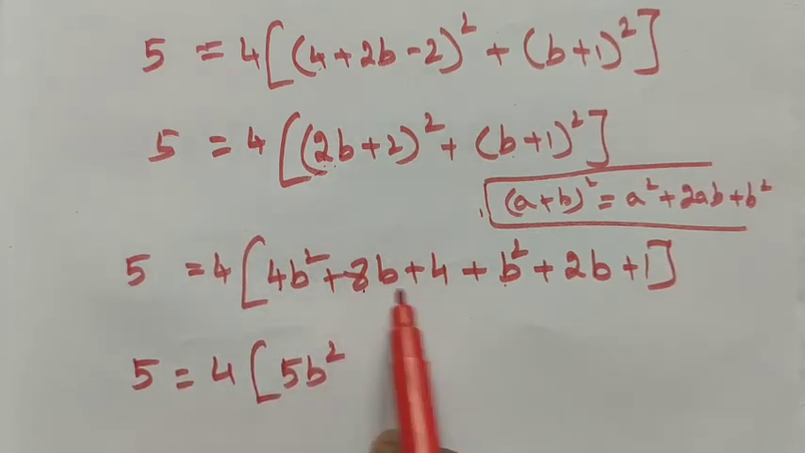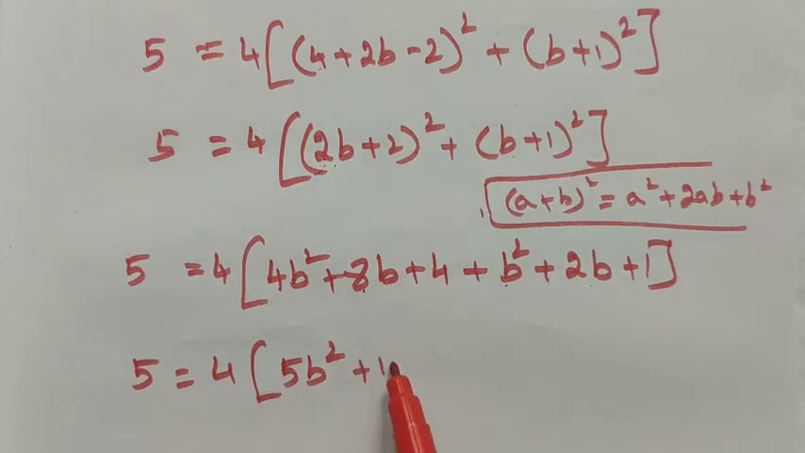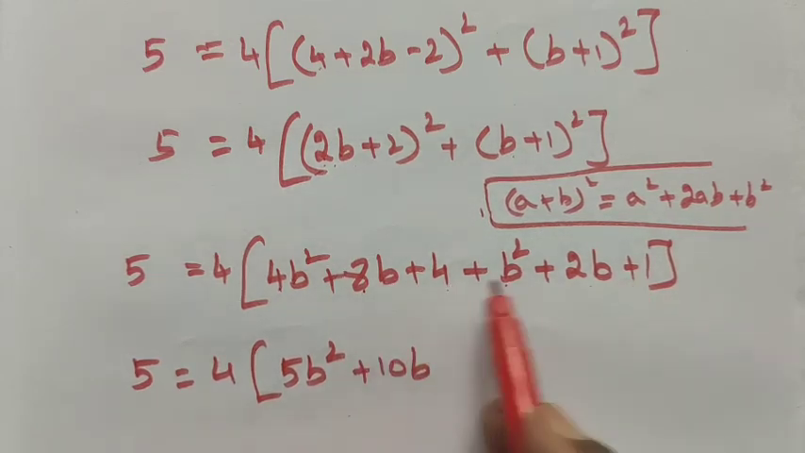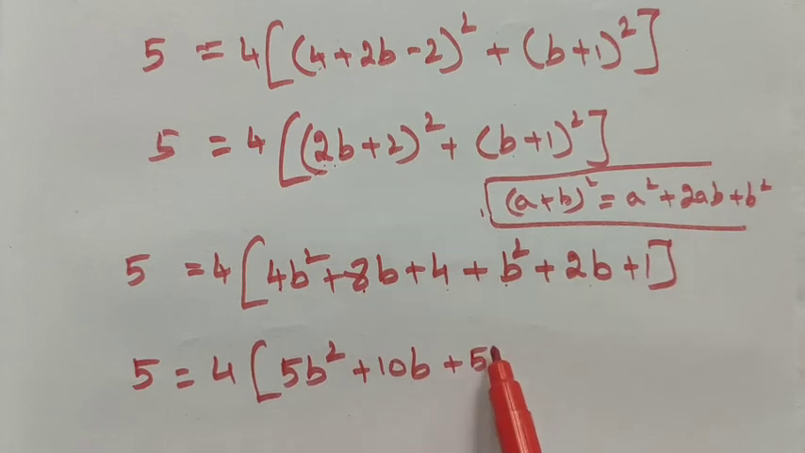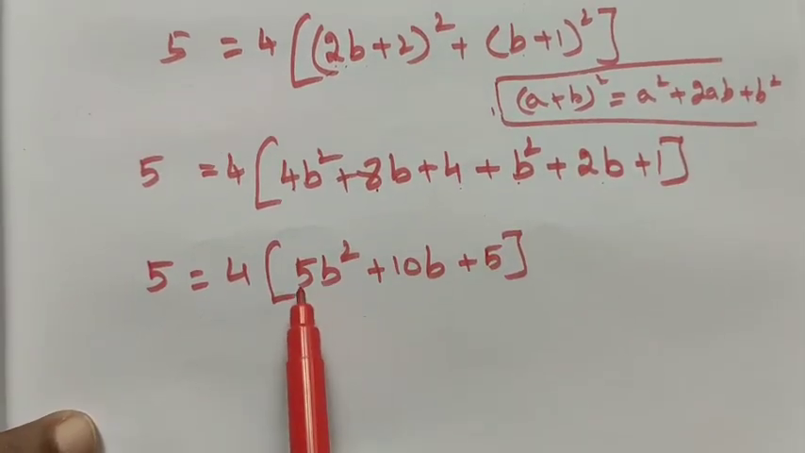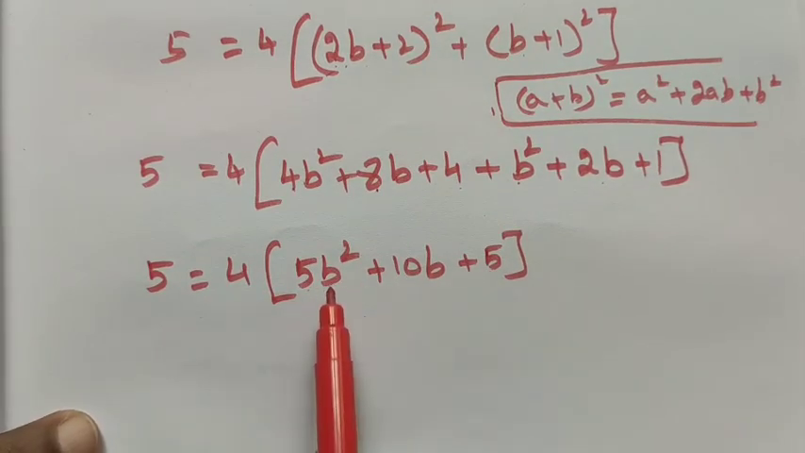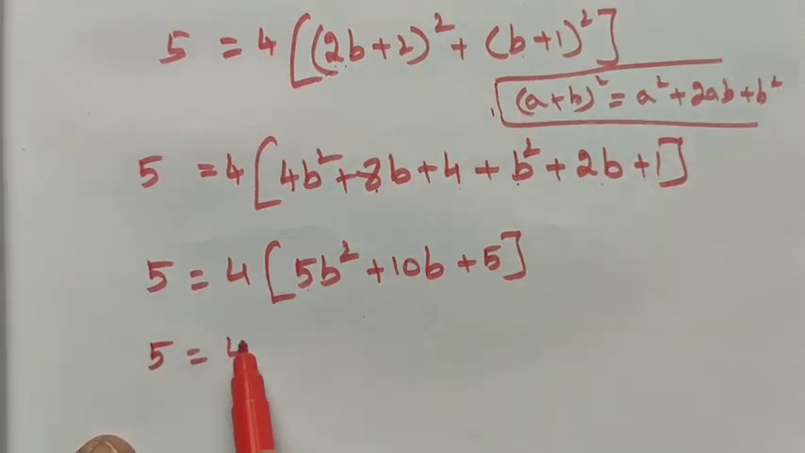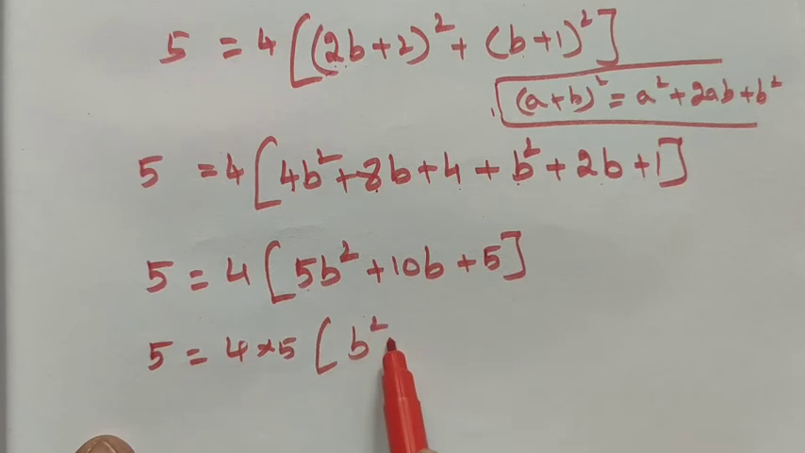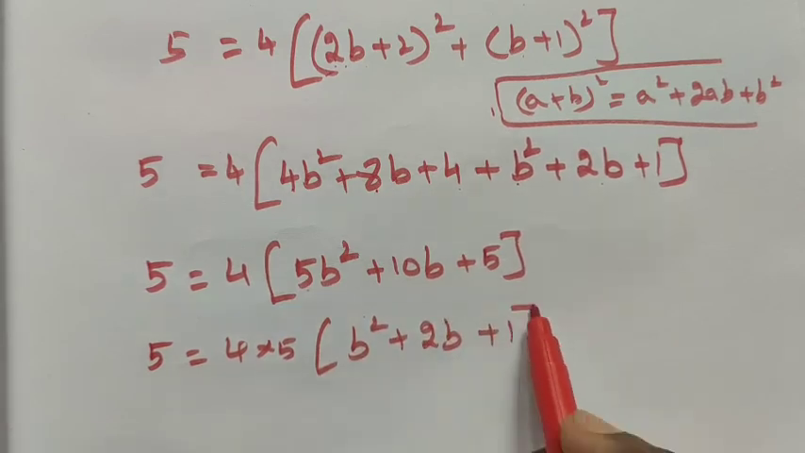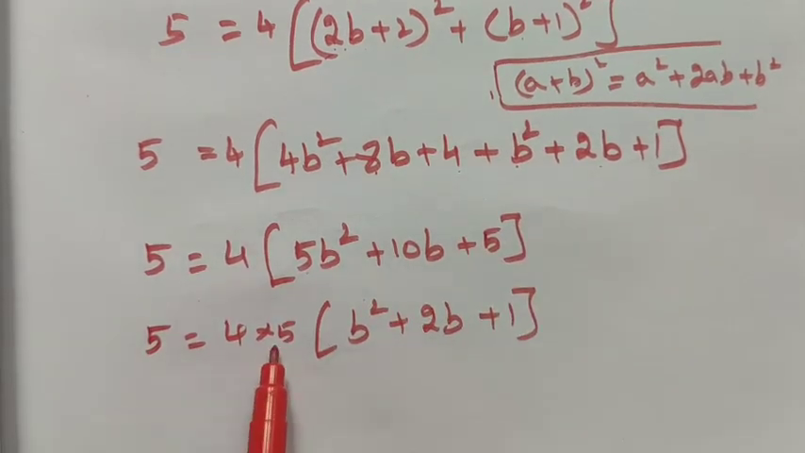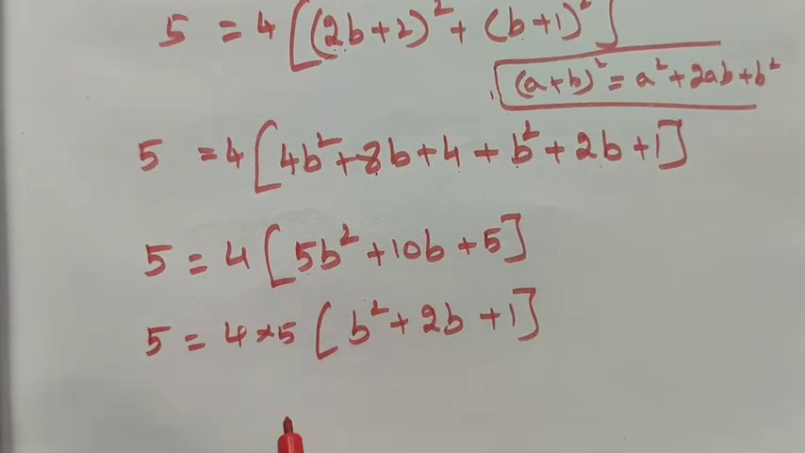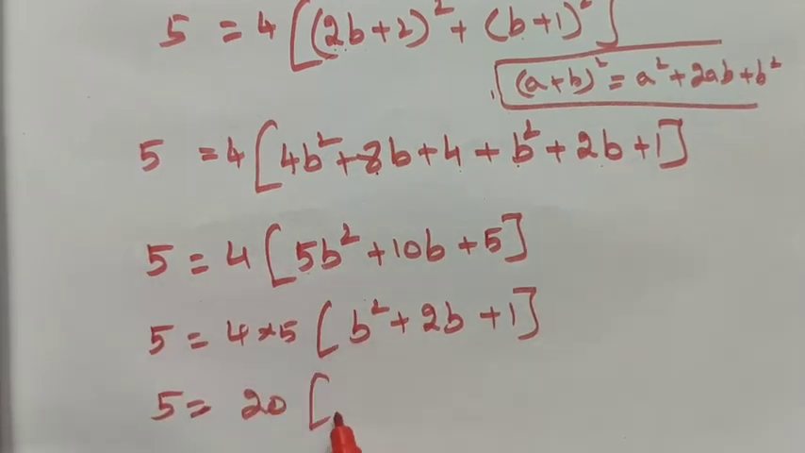Now 5 is equal to 4 into, b square, we have 4 plus 1, 5b square. 8b plus 2b is equal to 10b. 4 plus 1 is 5. Now see, all the terms we have 5 as the common term. So I take the 5 as common outside. 4 into 5 is equal to b square plus 2b plus 1. 4 5s are 20, right? So 5 is equal to 20 into (b square plus 2b plus 1).